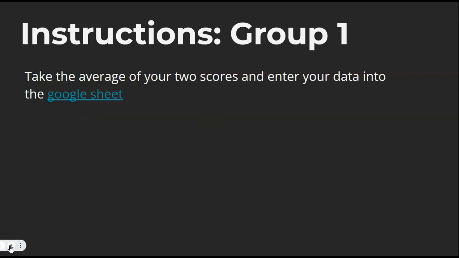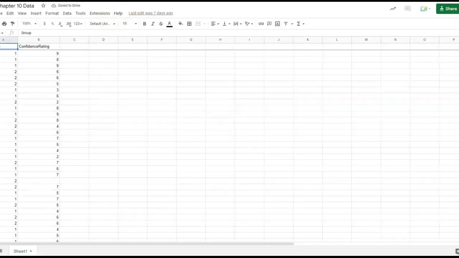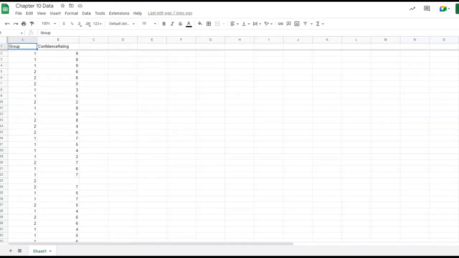We're going to enter that information into this Google sheet here. I can go ahead and open that up. For each group, we're going to have their confidence rating for each person, and then they're also going to enter which group they're in.